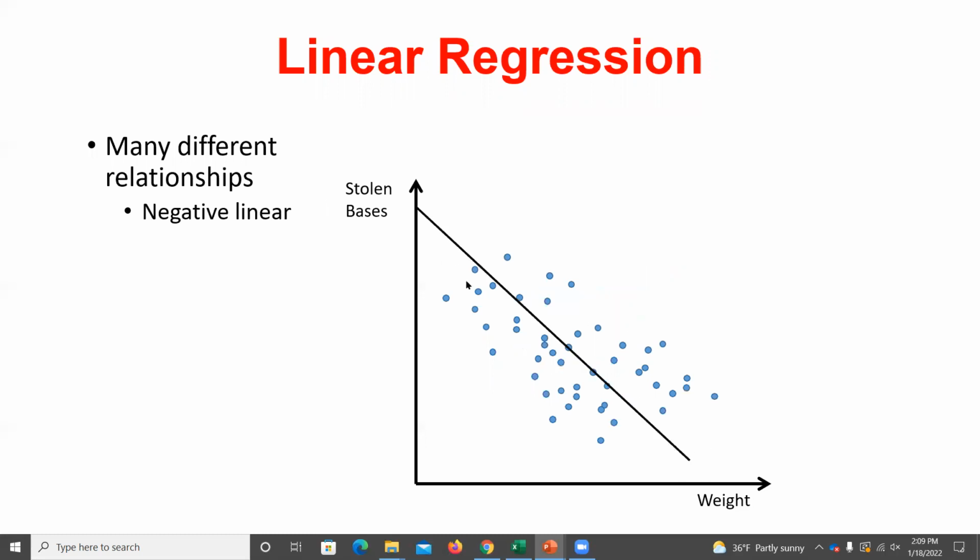All right, we think about maybe weight and stolen bases. It's likely we expect a negative relationship between those two things. As the weight of a player goes up, the number of stolen bases they get goes down.